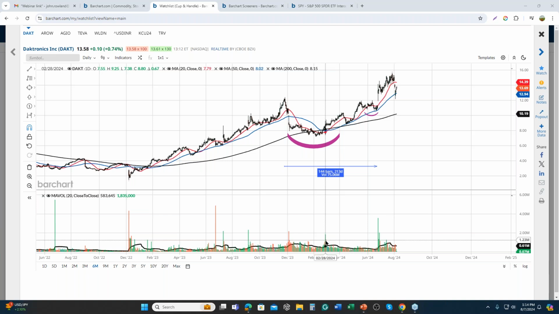Now, that is something that is universal, or I would say a generalization of buying action, and not necessarily what is typical in a cup and handle.